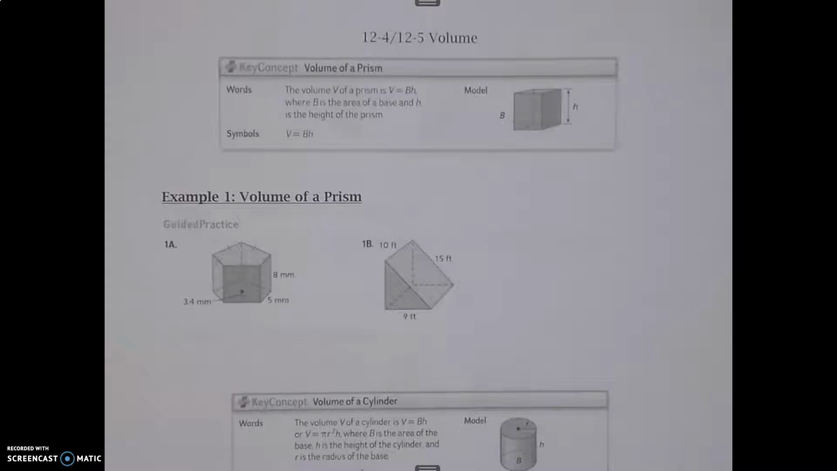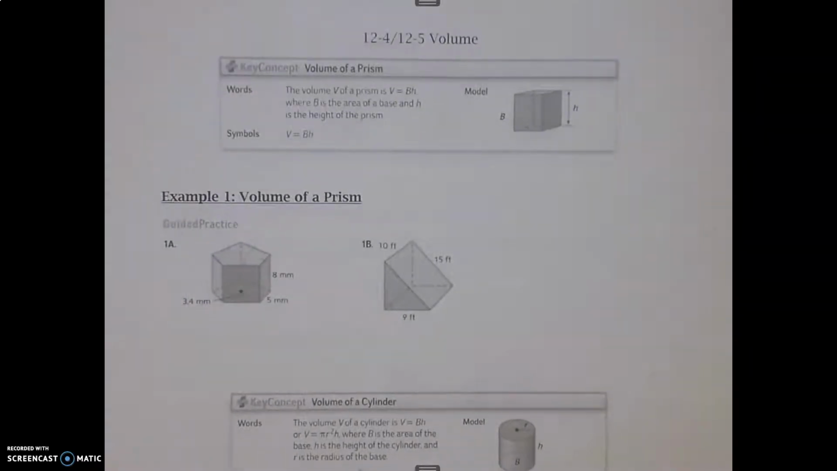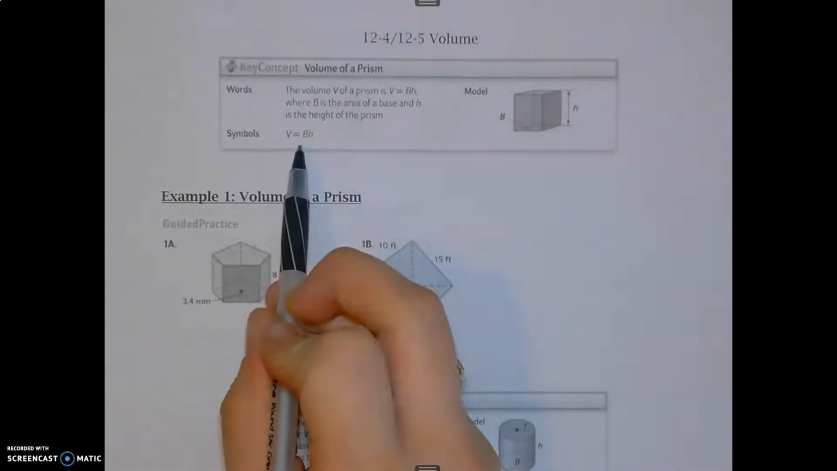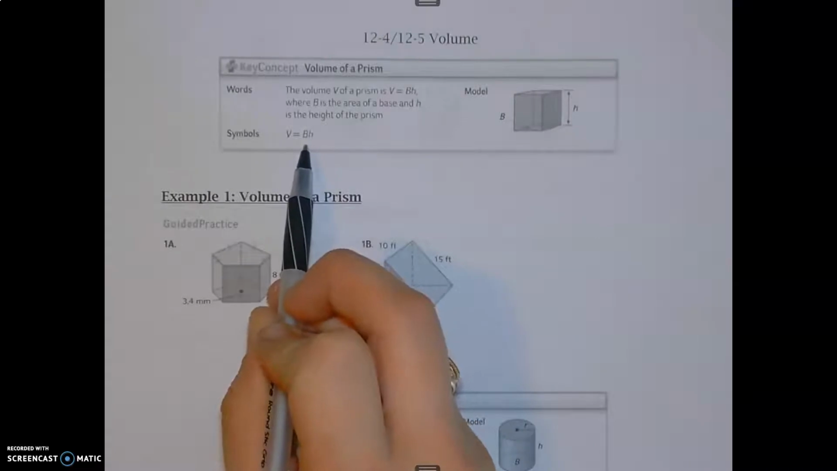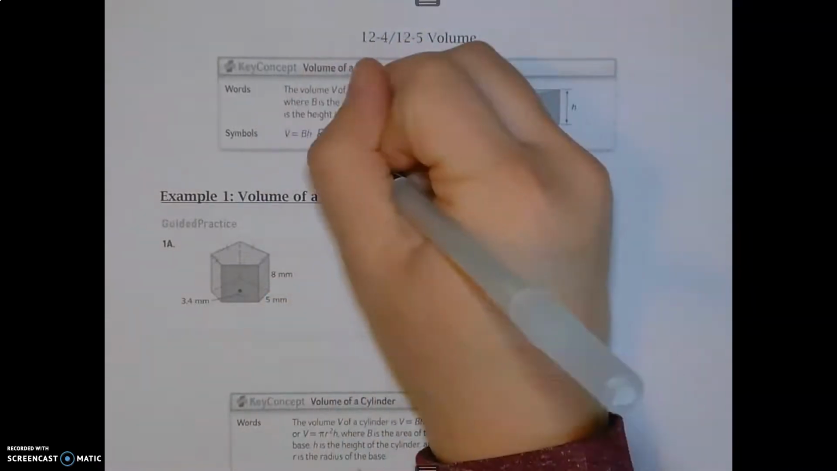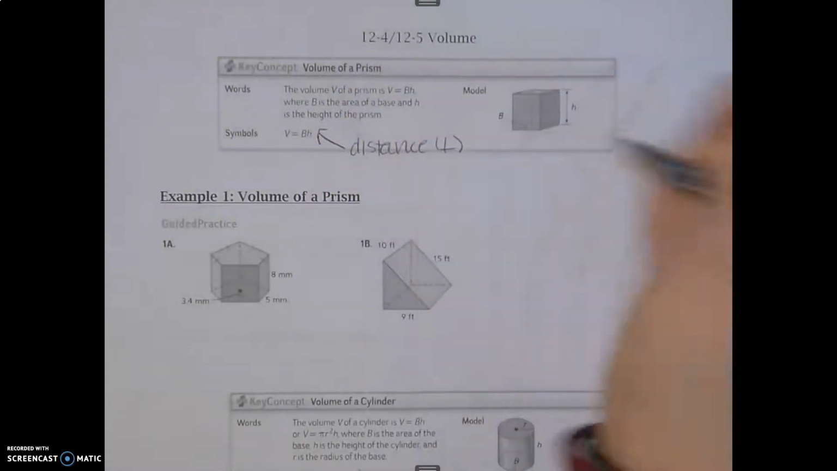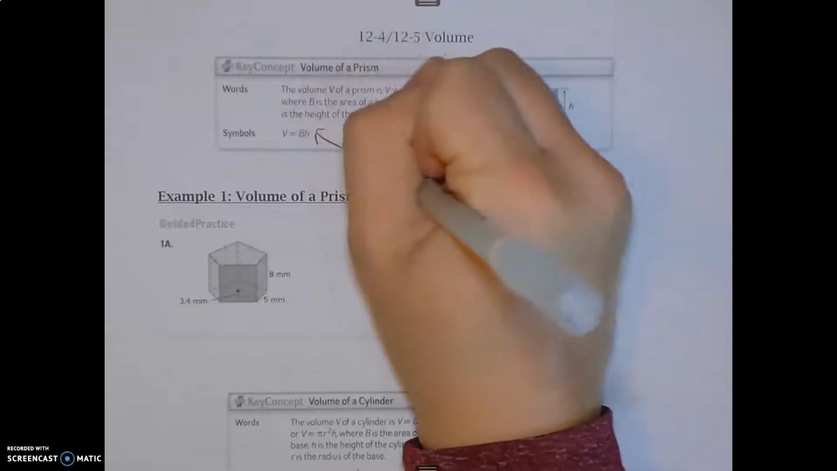Today we're going to be looking at Chapter 12, Section 4, finding the volume of prisms and cylinders. So up at the top we have our key concept. We know from starting in 6th grade that the volume of a prism is the area of the base multiplied by the height of the entire prism. And it's important to remember that height is the distance, and it has to be a perpendicular distance, between the two bases.